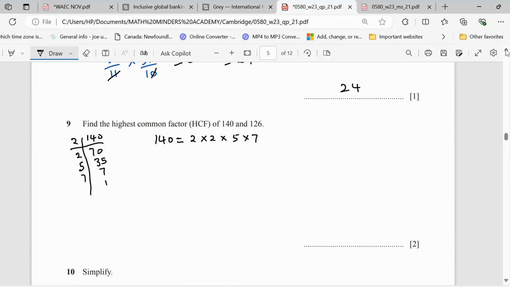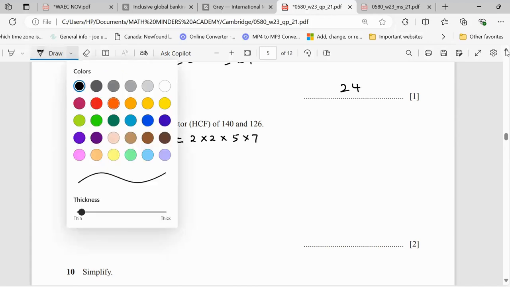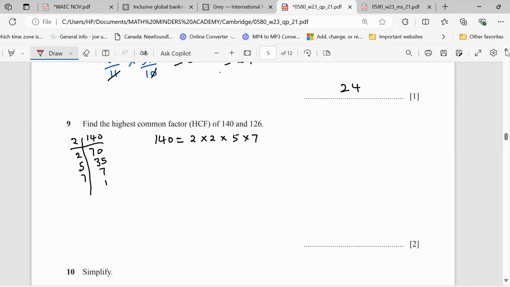Let's look at the next number, which is 126. If we use 2 here, we get 63. Use 3 to divide, we get 21. Use 3 again, we get 7. Use 7, we have 1. That means 126 can be written as 2 times 3 times 3 times 7.